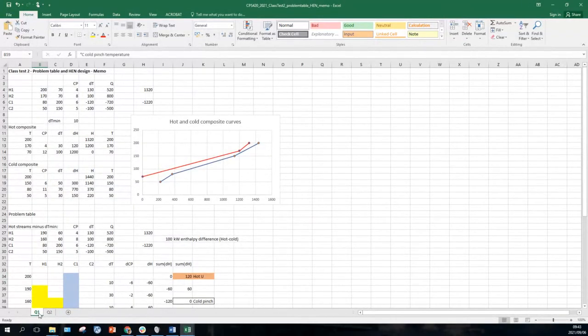Okay, so you'll see at the bottom here, let me just get rid of this thing so that I can see what you see. Yes, you can see. At the bottom here, we've got question 1 and then question 2. So we are on question 1, which is the problem table.